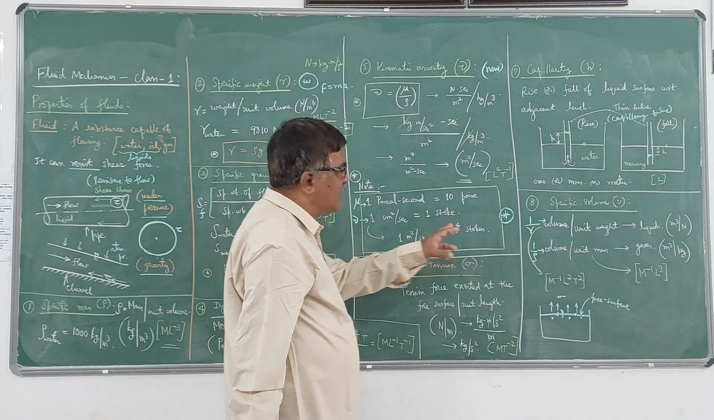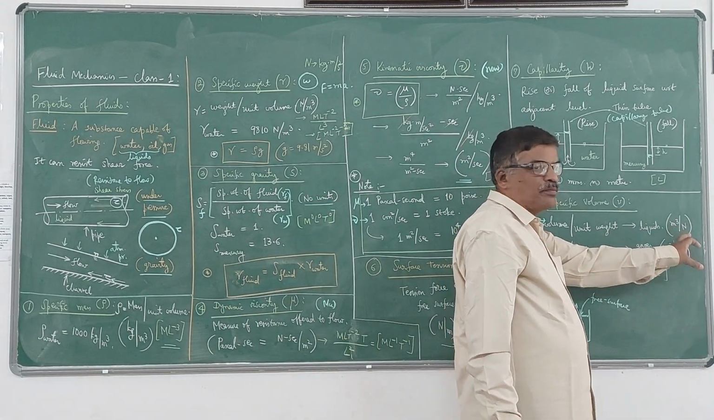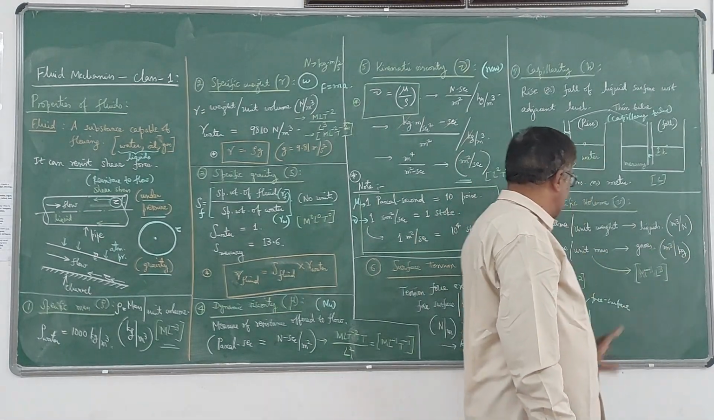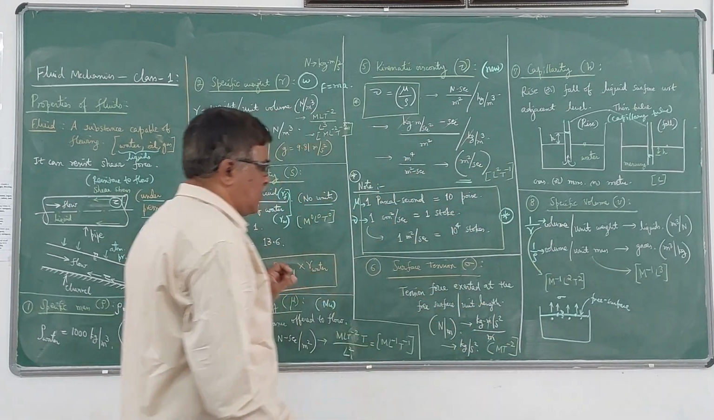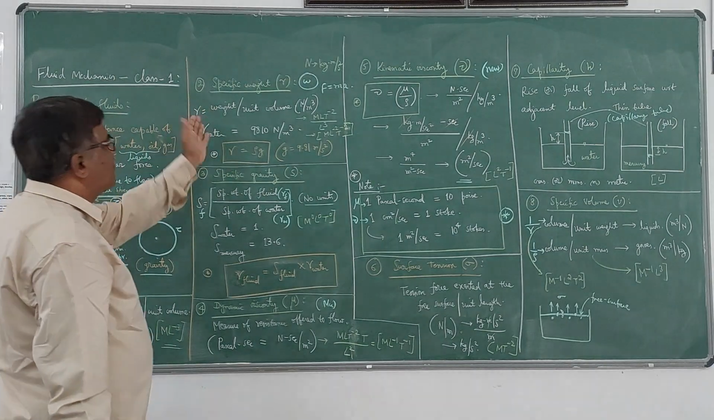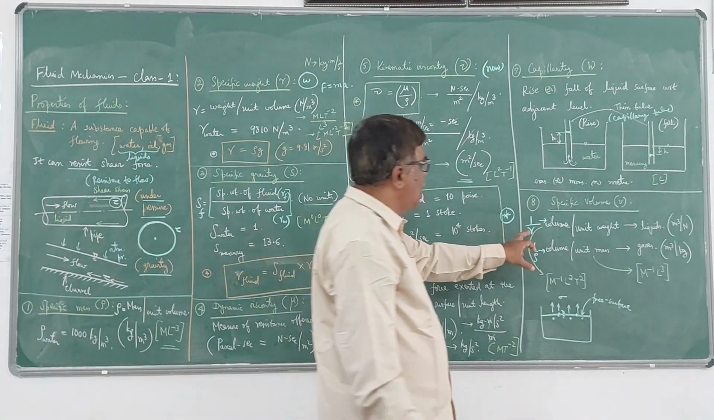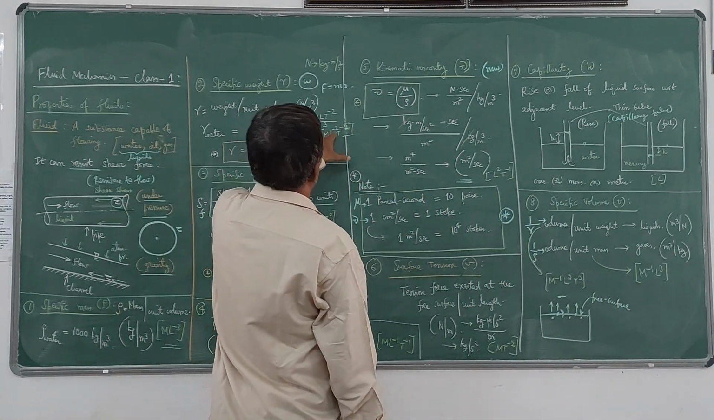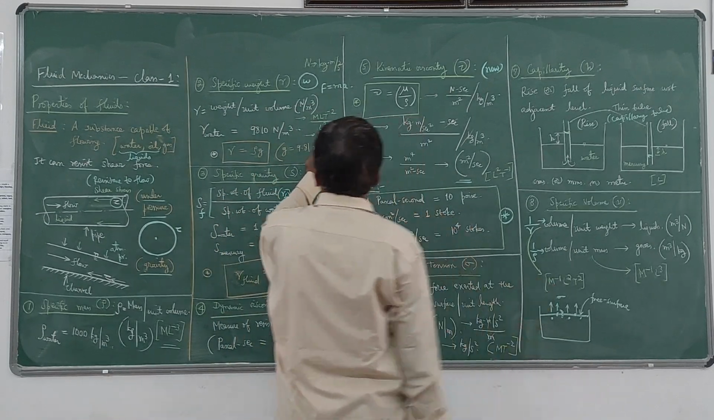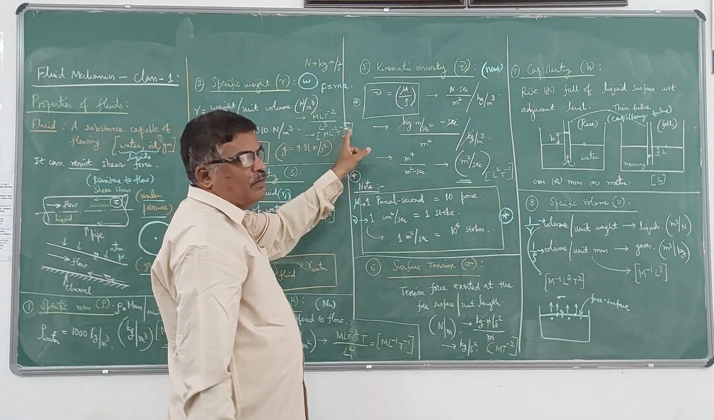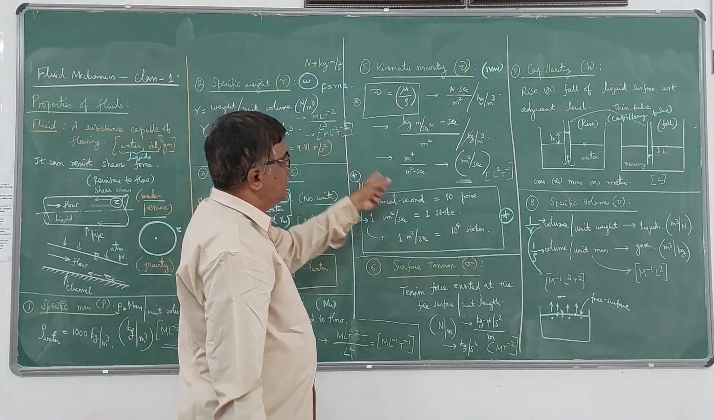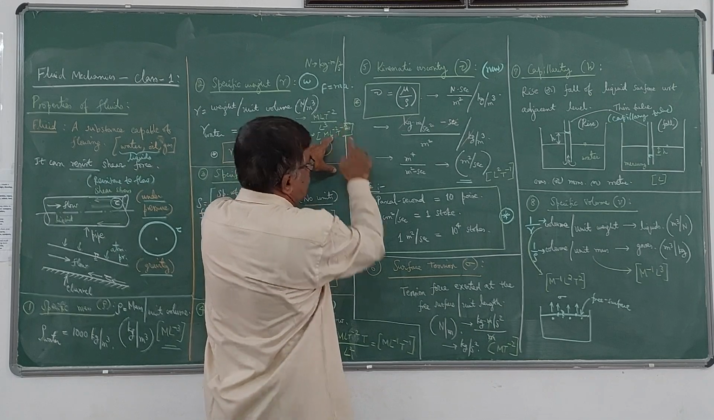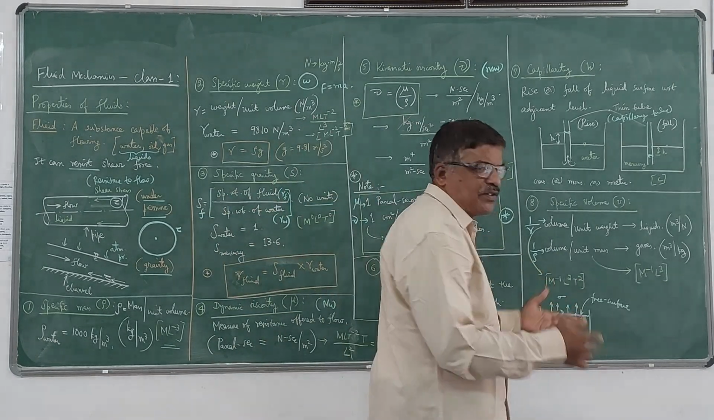So it is the volume contained per unit weight. In the case of liquids, meter cube per newton. In the case of gases, it is volume contained per unit mass, that is meter cube per kg. And the dimensions will be in reverse of this. For example, in the case of liquids, the dimension for specific weight is M L minus 2 T minus 2. Here we have to take the reciprocal. If it is plus in the power, you have to take minus, and if it is minus, you have to take plus. That means for liquids, M minus 1 will come, L minus 2 becomes L2, T minus 2 becomes T2, because it is reciprocal.